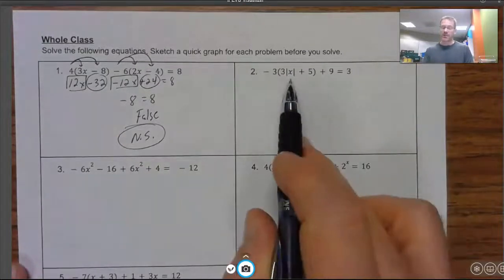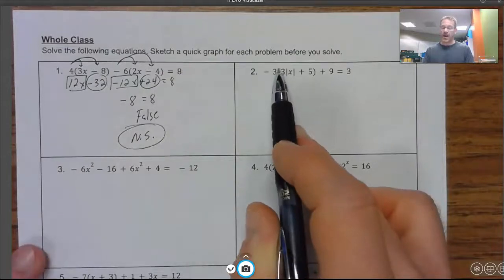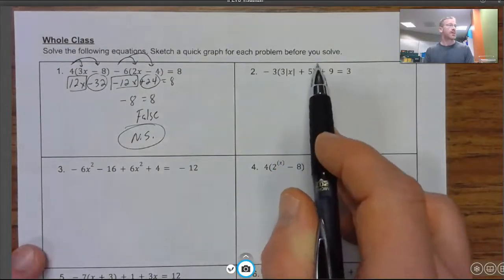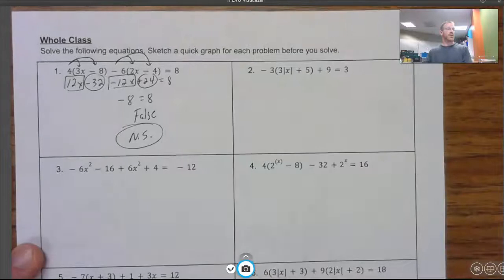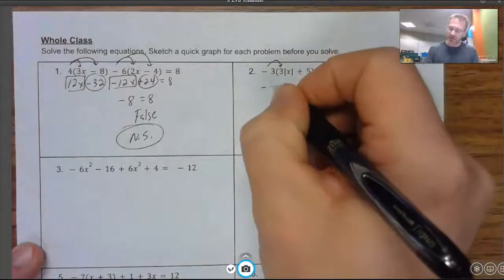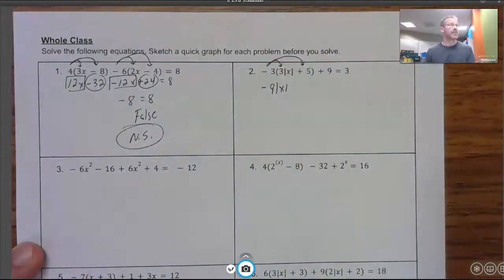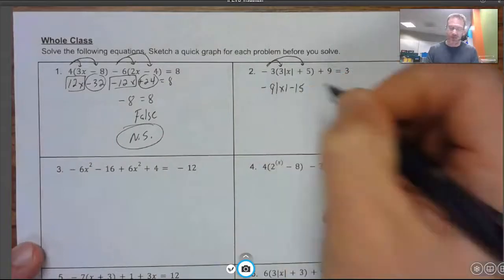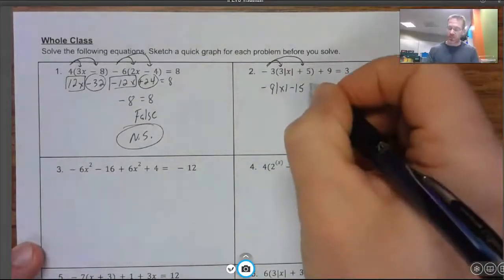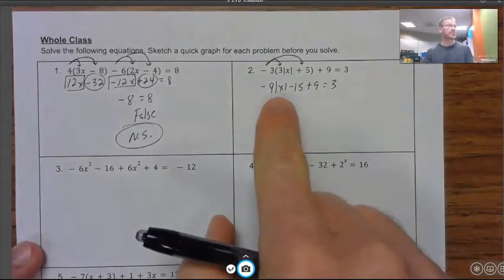I can see this is an absolute value problem. I'm expecting 2 solutions. Now I look, and I have parentheses. Are they open? Yes, there's no exponent, so now I can distribute. Negative 3 times 3 is negative 9 absolute value of x. Negative 3 times 5, that's negative 15. And I can bring down the rest of the problem. Plus 9 equals 3. Notice I only have the one variable, so there's nothing to combine with.